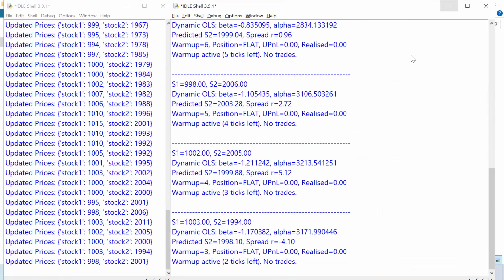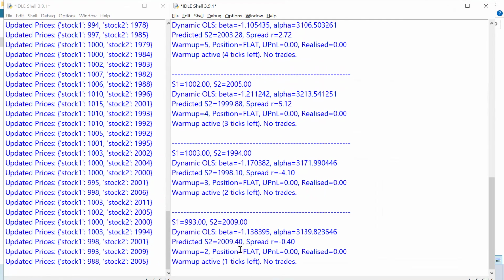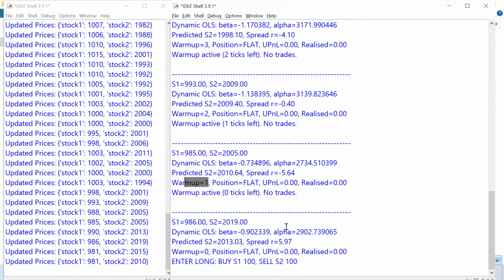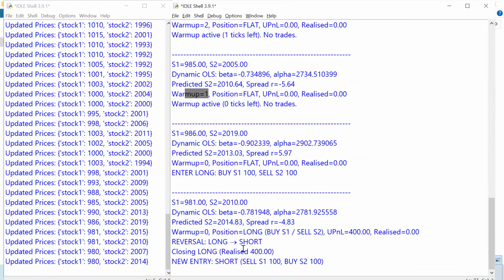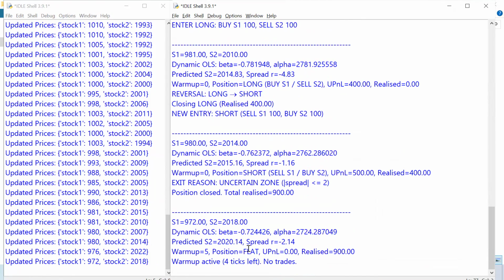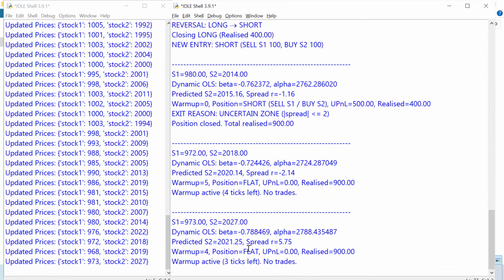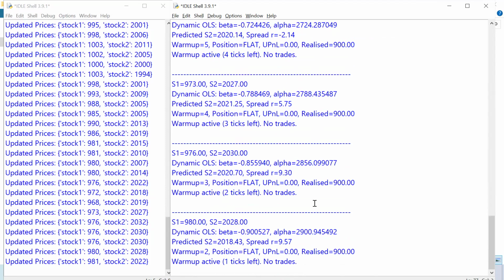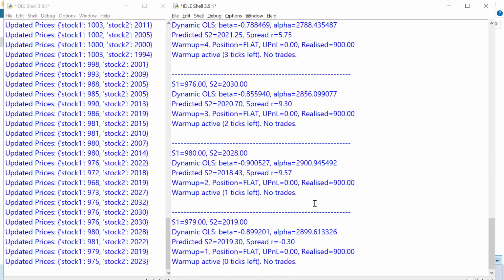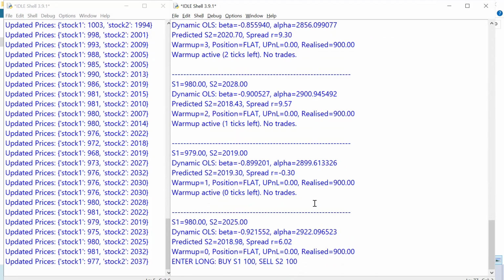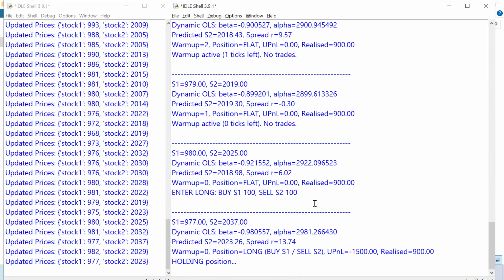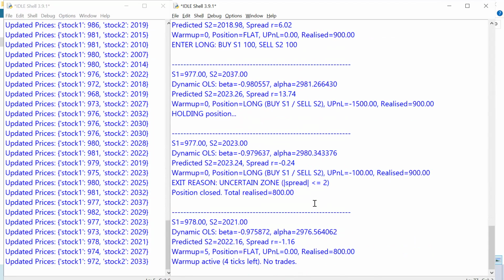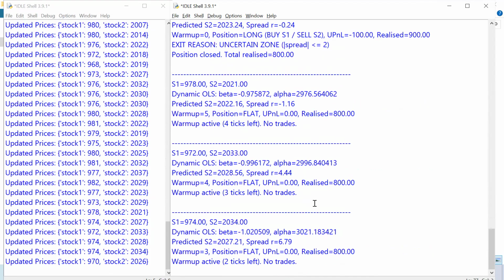Okay, currently we are in the collection phase. We have the warm-up cycle of 10. Okay, we have completed the warm-up. It's still very fast. It says which one is expensive, and it has already taken one profit, 900 rupees. See how fast it is. It is again calculating the warm-up cycle. Okay, buy S1, sell S2. Again the position is closed because it has got the opposite signal.